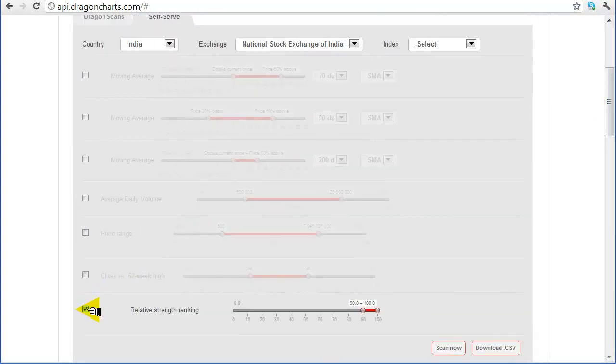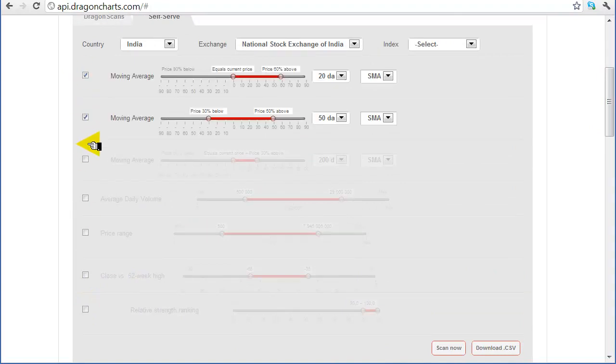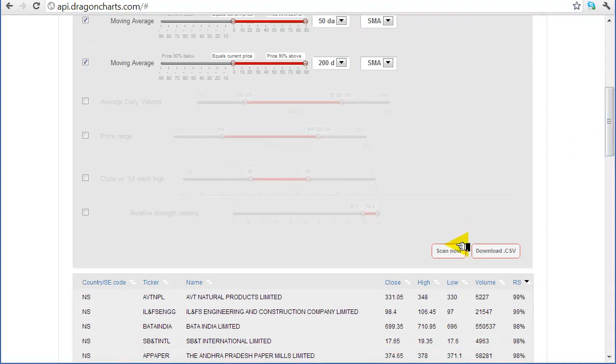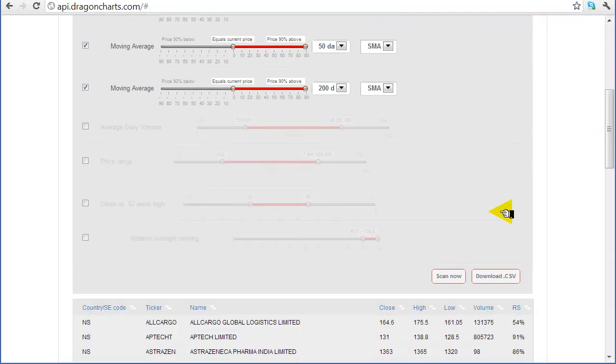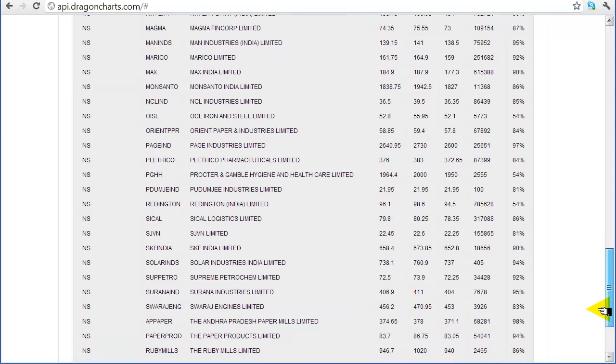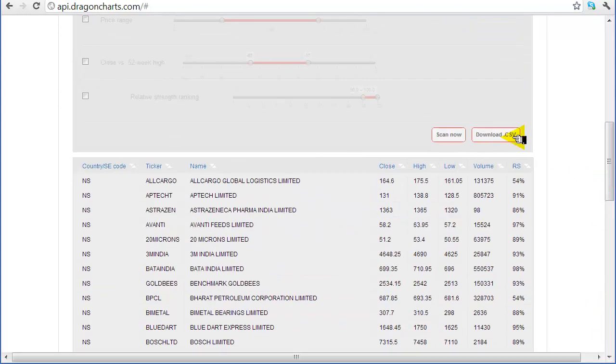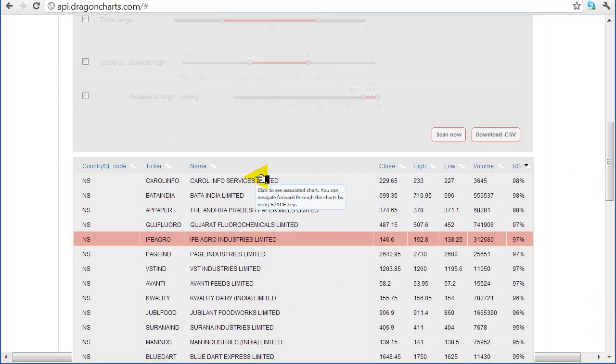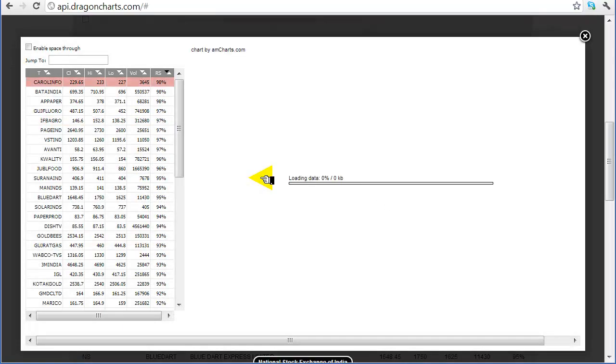we can also do scans such as moving average scans. The moving average scans are another way to find stocks that are in an uptrend. We can say the price needs to be at or above the moving average. You can change what percentage above you want. We use the 20-day exponential moving average, 50-day simple moving average, and 200-day simple moving average. And then we hit the Scan Now button. And here's a list of all stocks that are above all 3 moving averages. So all these stocks are going to be, at the very least, sideways to moving higher.